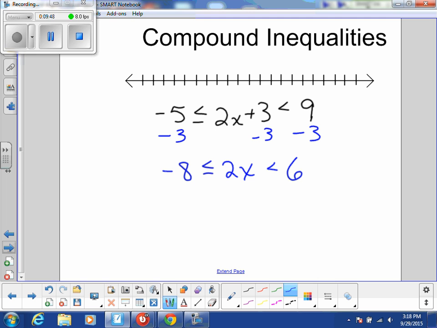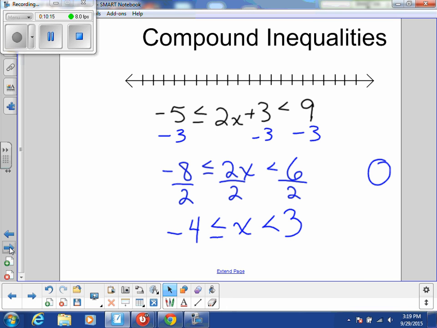Now once again, I wish you could see that my eyes are focused right here. I want to get the variable x by itself in the middle. So I've got a 2 next to it. That means 2 times x. Inverse operation would be divide by 2. Negative 4 is less than or equal to x, which is less than 3. Remember, I divided by a positive number, so I don't flip any inequality signs.